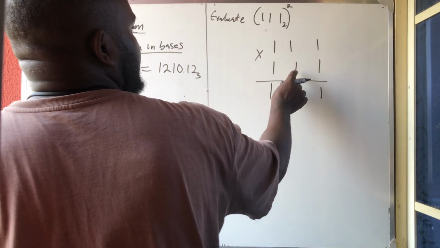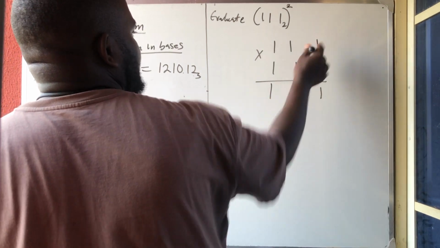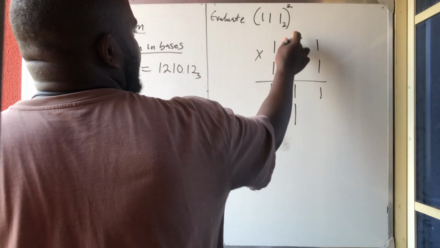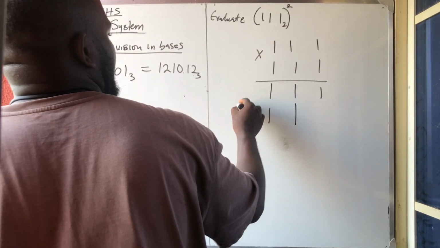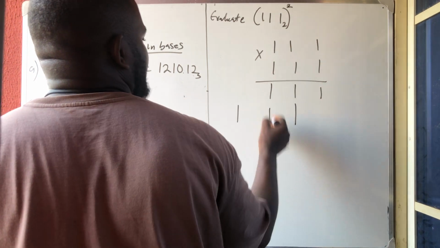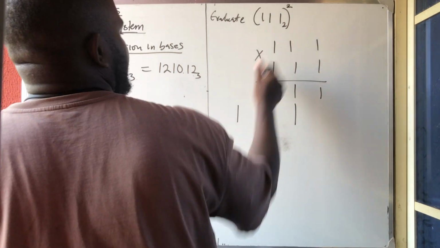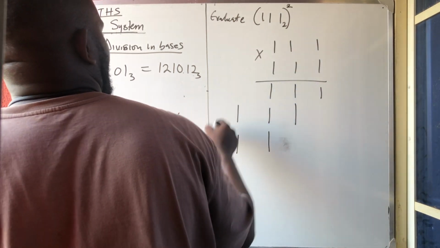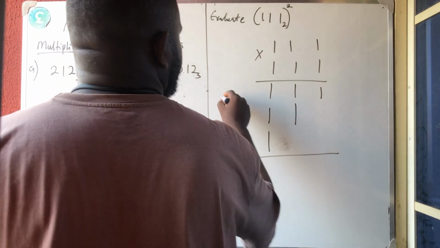I'm done with this. Start with the next one in the middle. 1 times 1. Start under it. 1. 1 times 1, 1. 1 times 1, 1. The last one, 1 times 1. Under it, 1. 1 times 1, 1. 1 times 1, 1. So let us add.